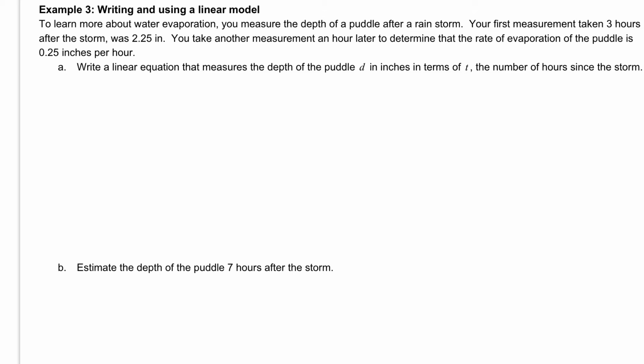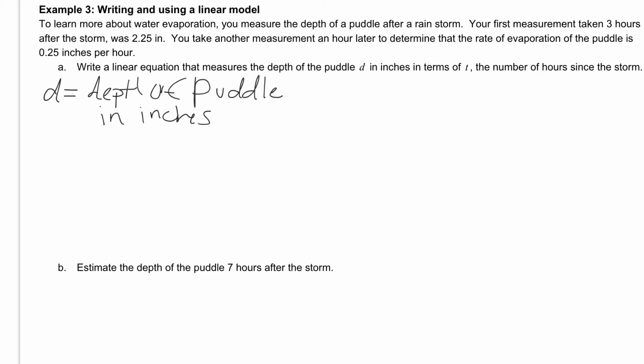If we want to write our linear model, again, it's very important to understand what the variables stand for. So let's write those out. We have D, which is equal to the depth of the puddle, and that's in inches. And then we have T, which is equal to the number of hours since the storm.